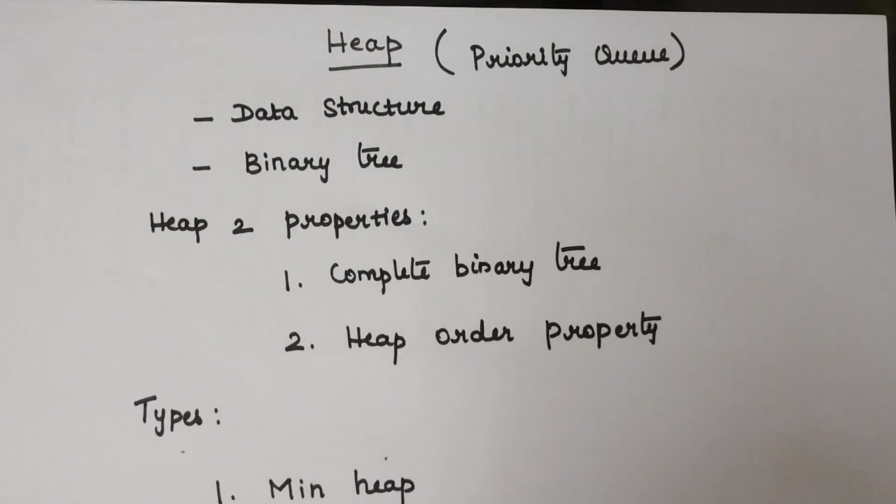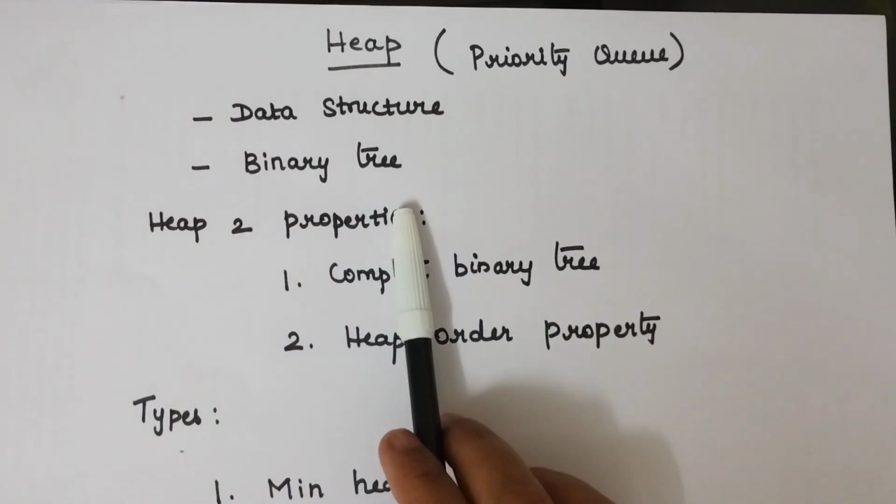Hello all, welcome back. Here the discussion is on heap data structure. We can use heap data structure to implement priority queue. And coming to the structure of heap, how the heap data structure appears, it is actually a tree data structure, where it consists of nodes, and this tree data structure actually follows a binary tree data structure.